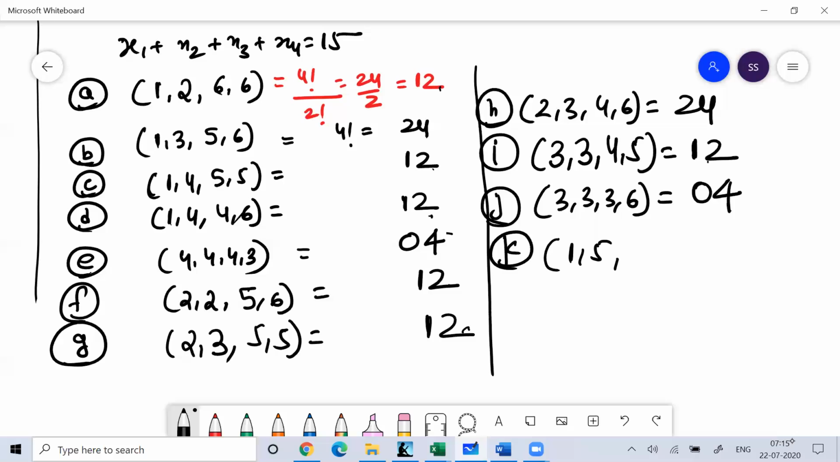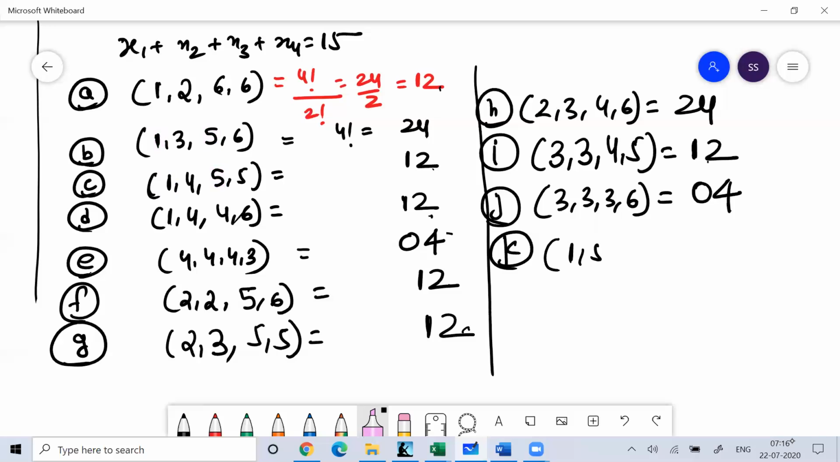So if I'm talking about 1, 5, here you can see you got 9. 4 ways are there, both you used. So that is not possible. So this is not possible.